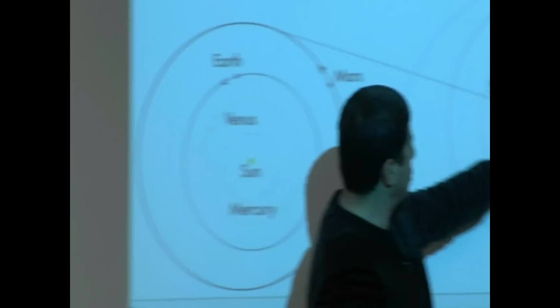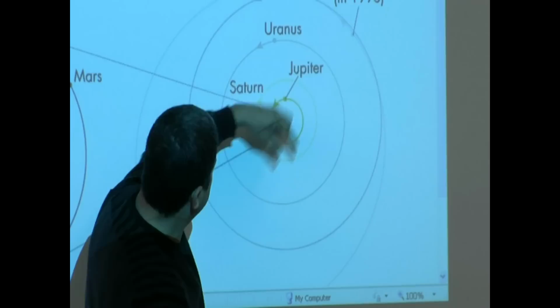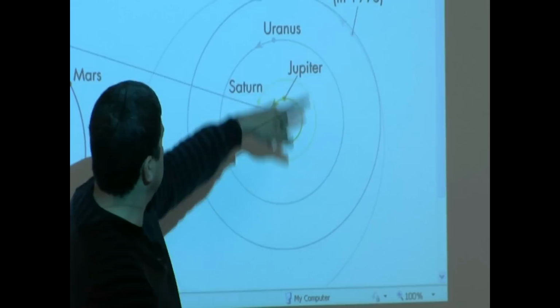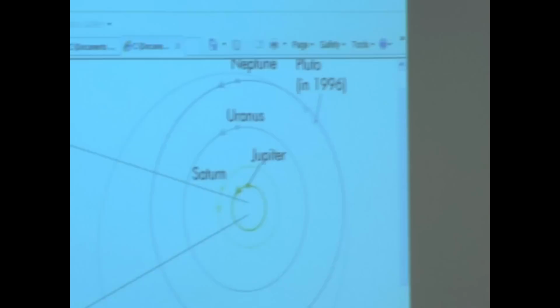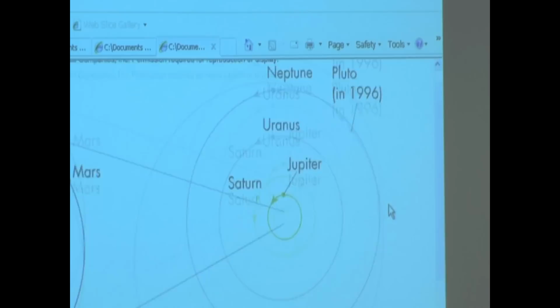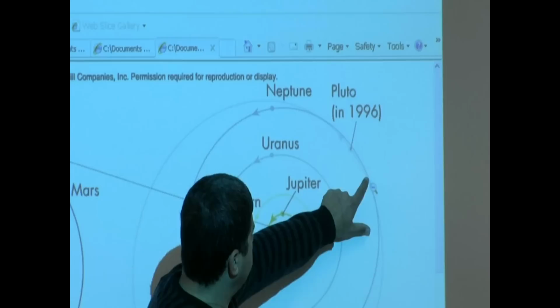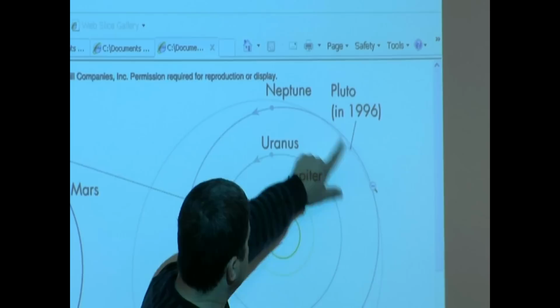Jupiter looks pretty circular. Saturn, and then Uranus, and then Neptune, you can see. But look at Pluto here, okay? Pluto is way, way elliptical. See, as a matter of fact, it was closer to the sun than Neptune was from 1979 to 1999. That's where Pluto was in 1996. Closer to the sun than Neptune.